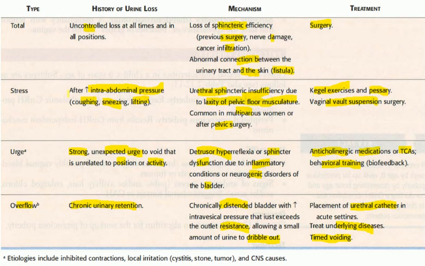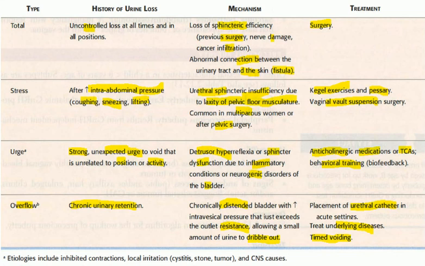For the stress, we just think about it, the patient has urinary incontinence with coughing, sneezing or lifting. So you have to ask the patient to do Kegel exercises, or there is also a surgery called vaginal vault suspension surgery. Total, you just need to do surgery.